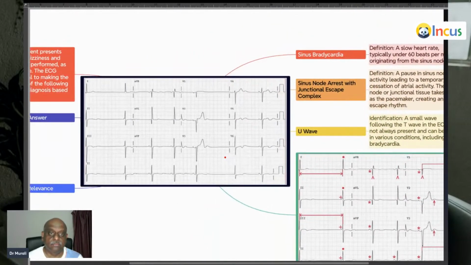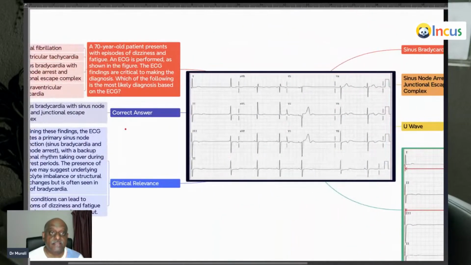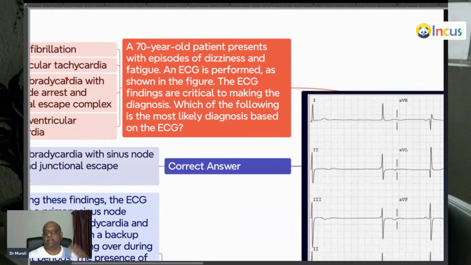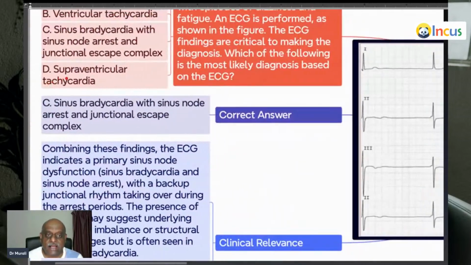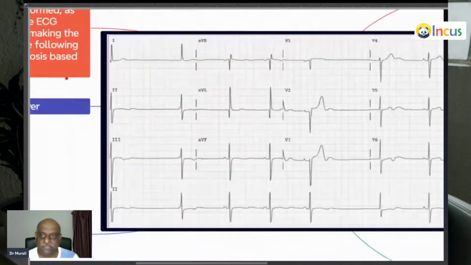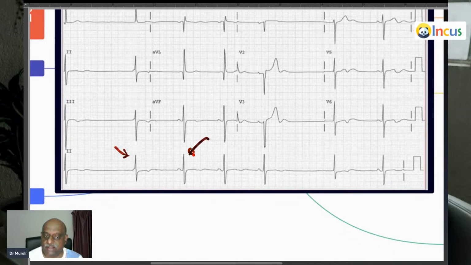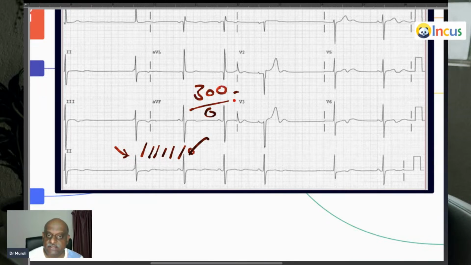Now, a 70-year-old with episodes of giddiness and fatigue, ECG is being done. So what is the diagnosis in this given case? So fundamentally, between one QRS complex, another QRS complex, how many big boxes are there? 1, 2, 3, 4, 5, 6. So 300 divided by 6 is equal to 50 is the heart rate.